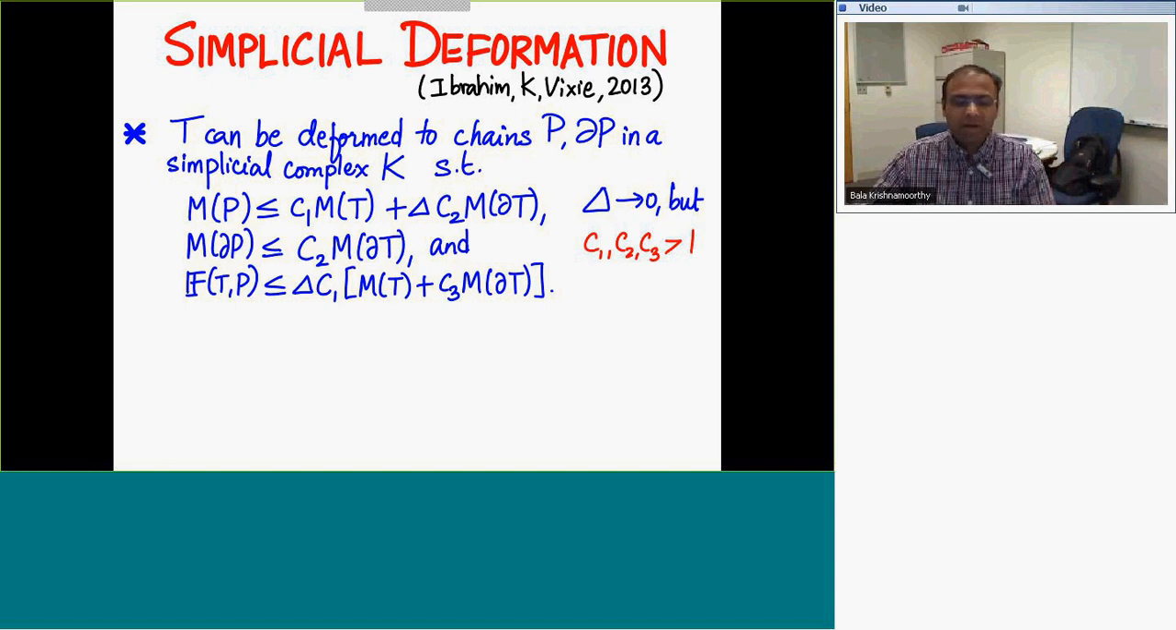There are terms here, but it's bounds. I have the mass expansion of P and the boundary, and the flat norm distance between the continuous version and the simplicial, in this case a chain. One thing here is that the expansion is no longer just additive. There are these multiplicative factors, C1 times the mass of T, and C1, C2, and C3 can be larger than 1. The delta here does go to 0 as we make the simplicial complex finer and finer. So we want clarity in the simplicial, but that means we can get a higher blow up in the error of approximation.